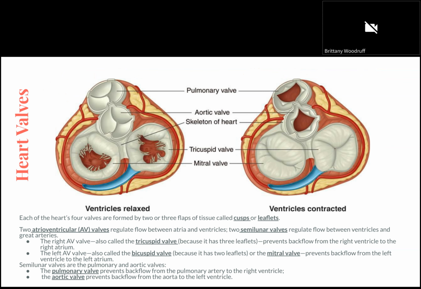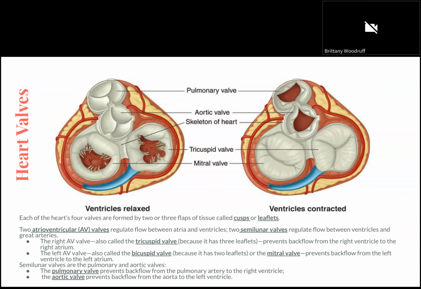Okay. Now, to make sure that your heart has one-way flow of blood, okay, we have these things called valves. Now, we have two sets. So the first set is going to be your atrioventricular valves. Atria, what do you think atria is referring to? Atrium. What about ventricular? Ventricles. Atrioventricular valves sit between your atria and your ventricles. You have one for your left side and one for your right side.